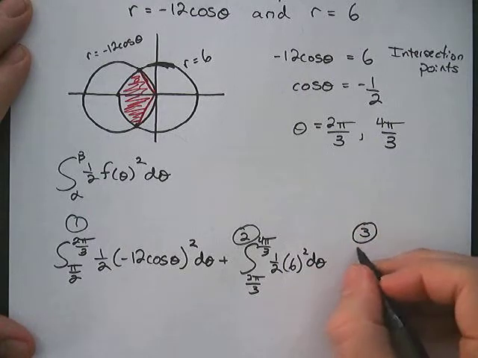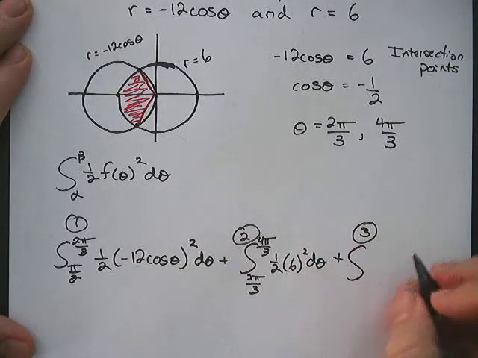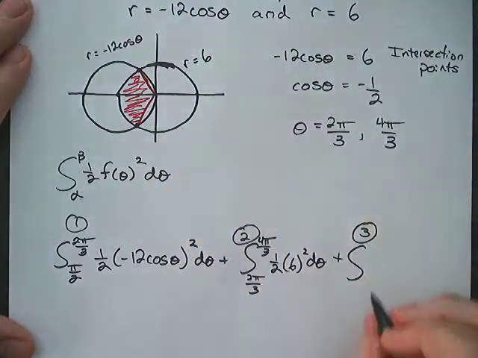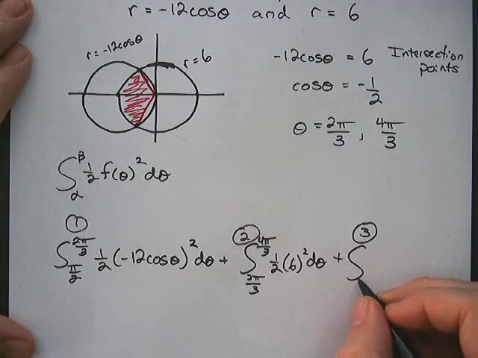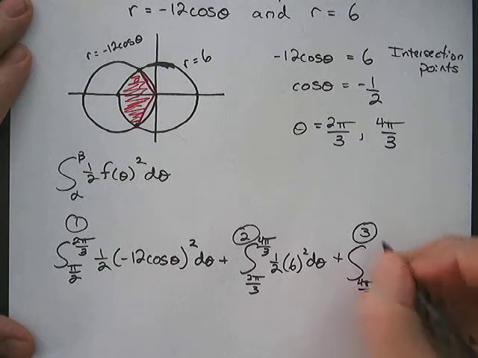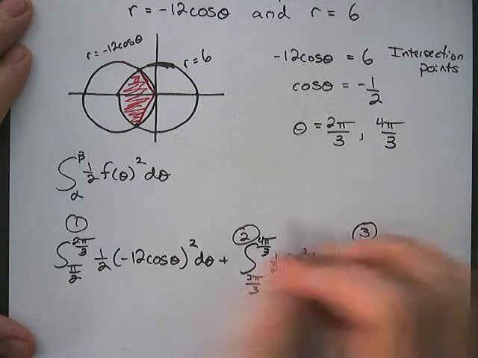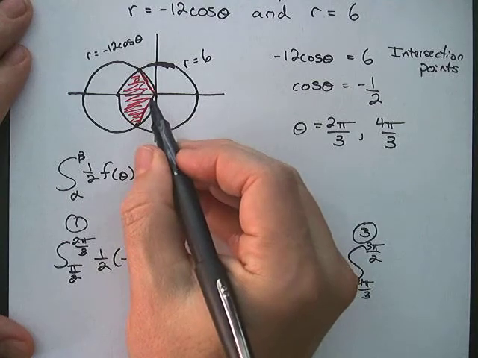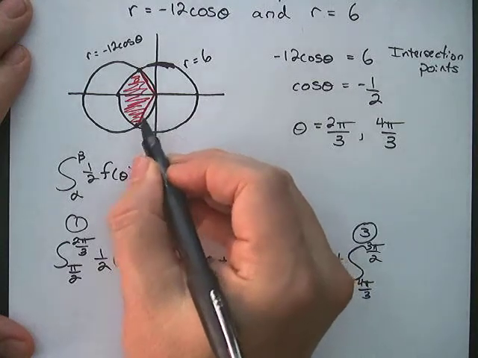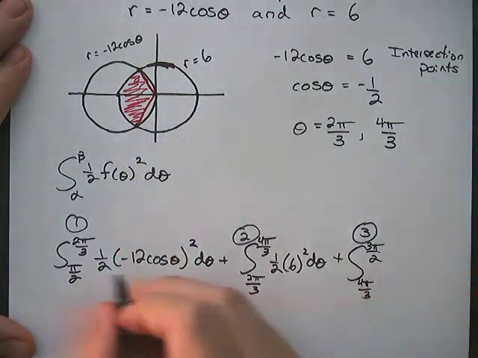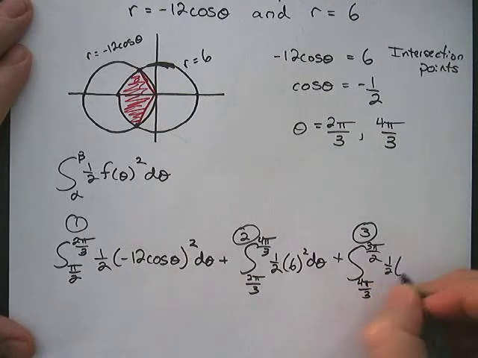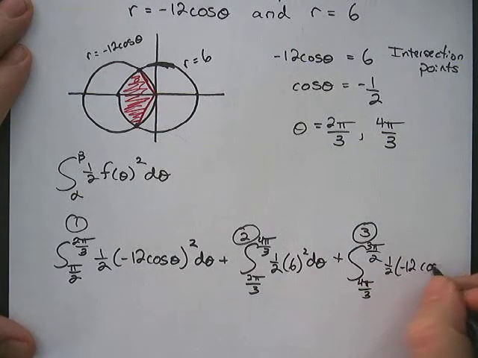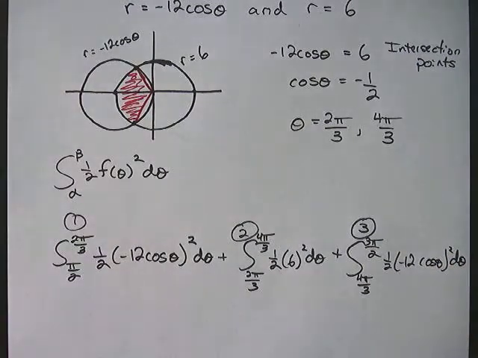And then my third integral will be the other little sliver here, which will go from 4 pi over 3 to 3 pi over 2. Recall that 3 pi over 2 is down here. So it'll be finding this little area here. And that will be the same as the first, 1/2 times negative 12 cosine theta squared d theta. Okay, so those are our three integrals, and when we find the answer to those, we will have found the area between these two curves.